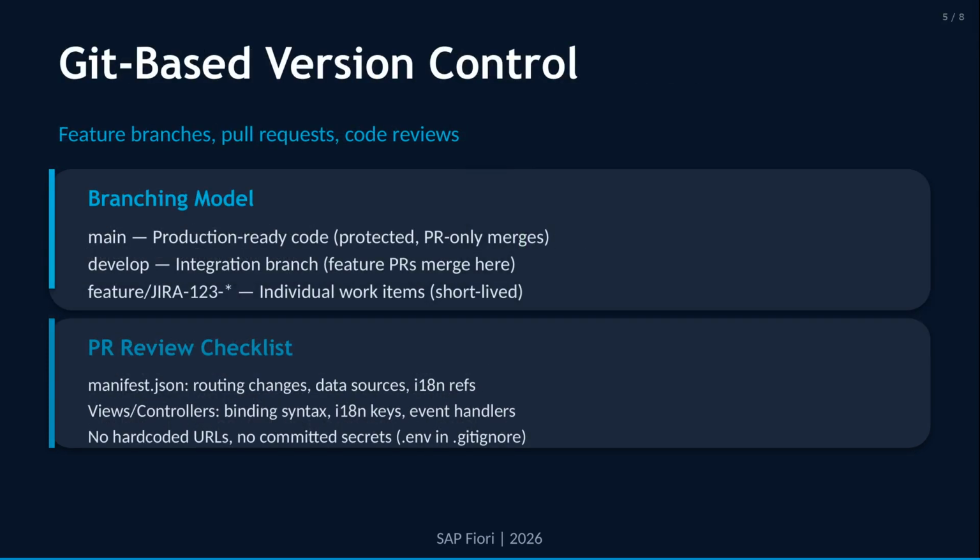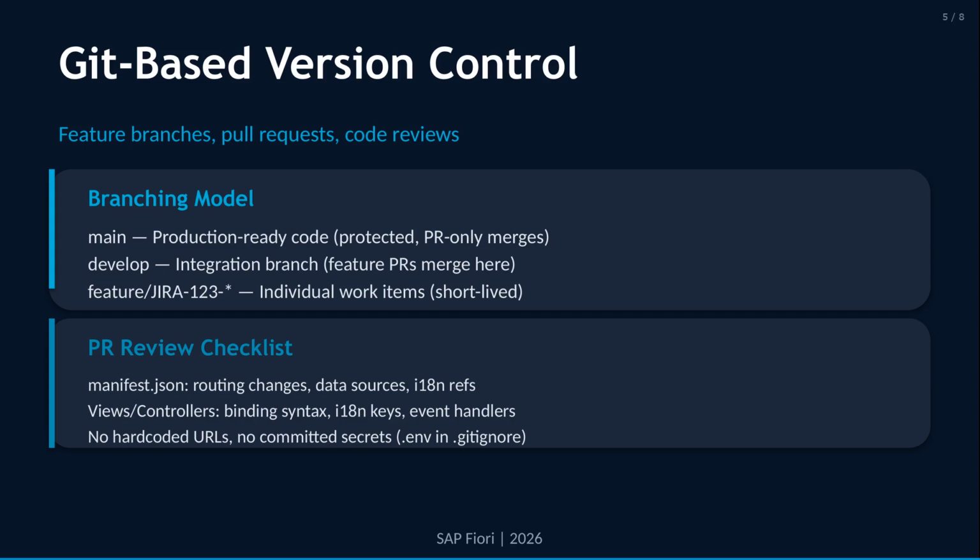Version control is essential for professional development. Every UI5 project should be in a Git repository from day one. Your branching strategy should follow a standard model: a main branch for production-ready code, a develop branch for integration, and feature branches for individual work items. Each feature branch follows the pattern: create branch, develop and test locally, push to remote, open a pull request, get code review, merge to develop.